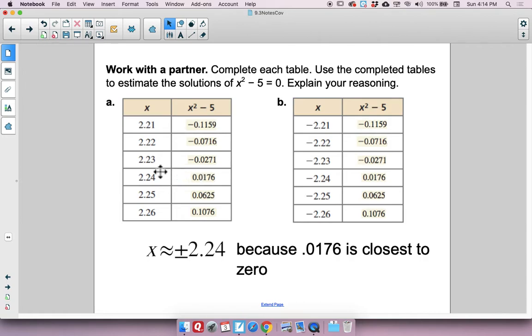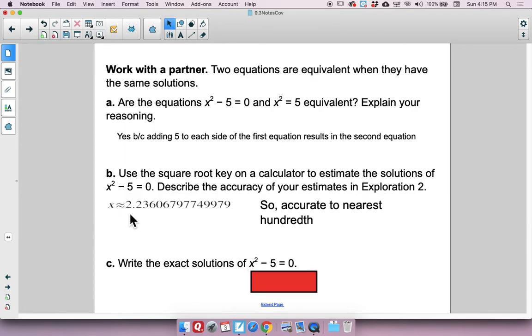So, that's pretty similar to what we got over here, right? And we said it would be a little bit more than this, or a little bit less than negative 2.23, right? So kind of between those two and between those two. And that's exactly what we got here, okay?